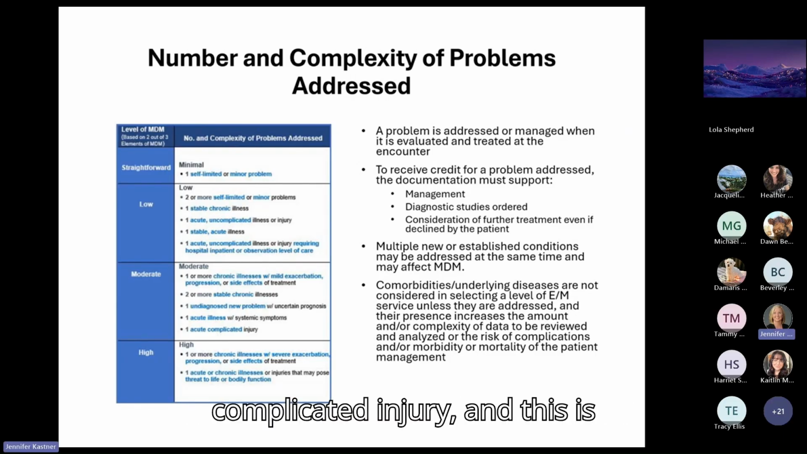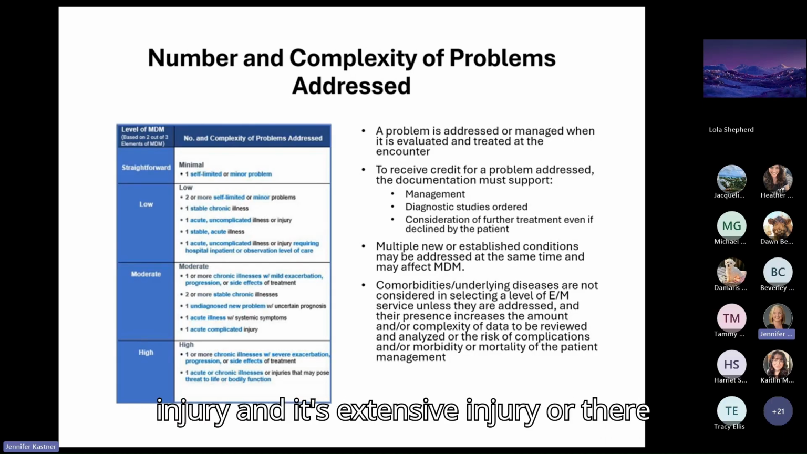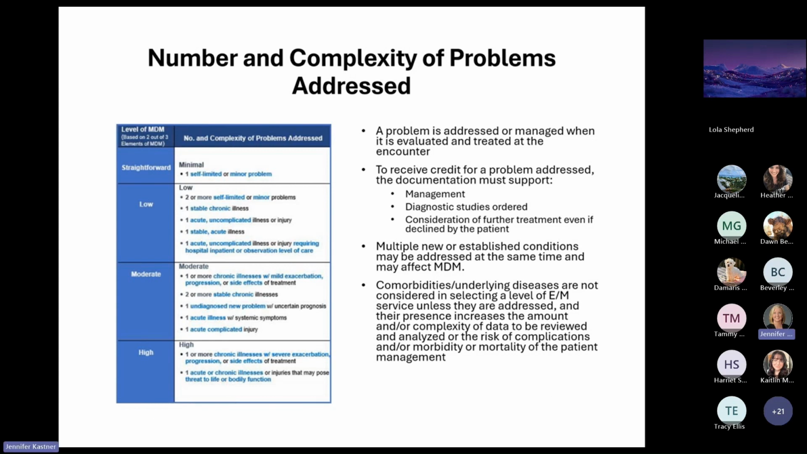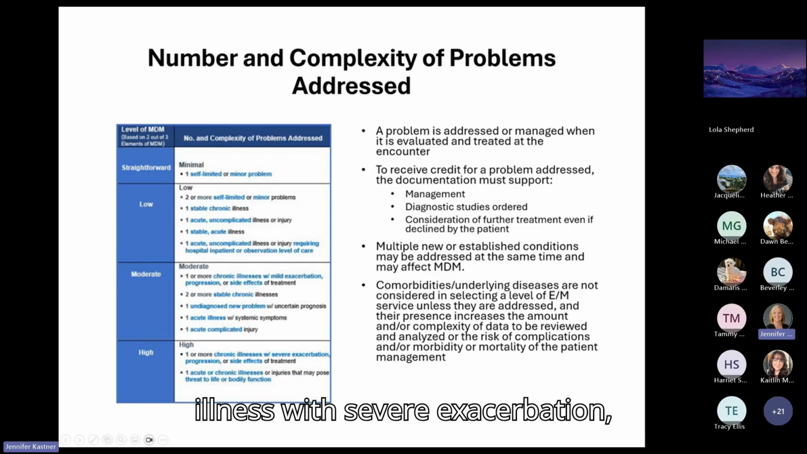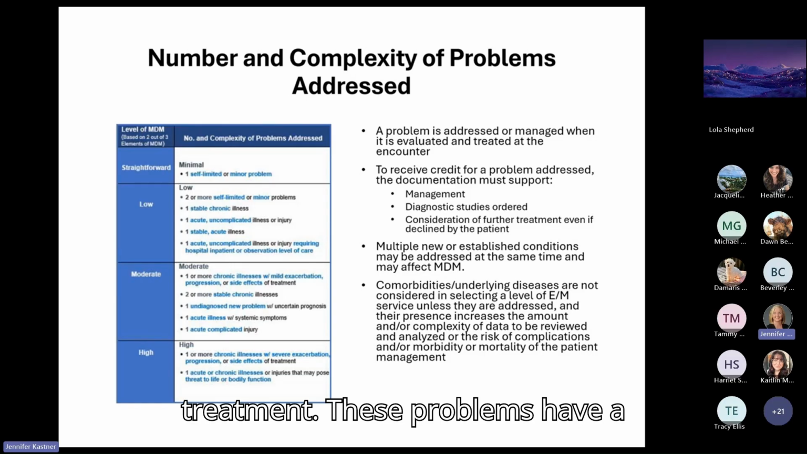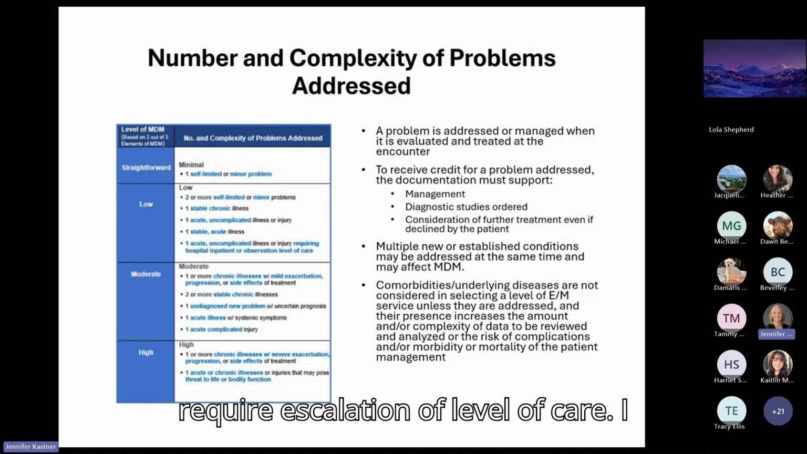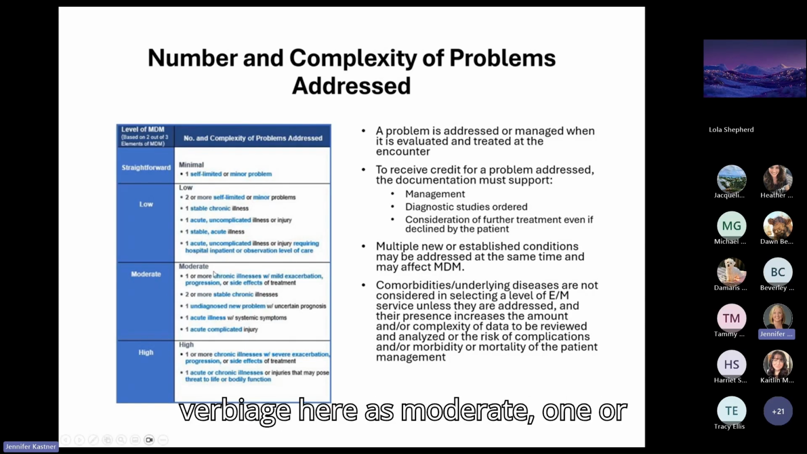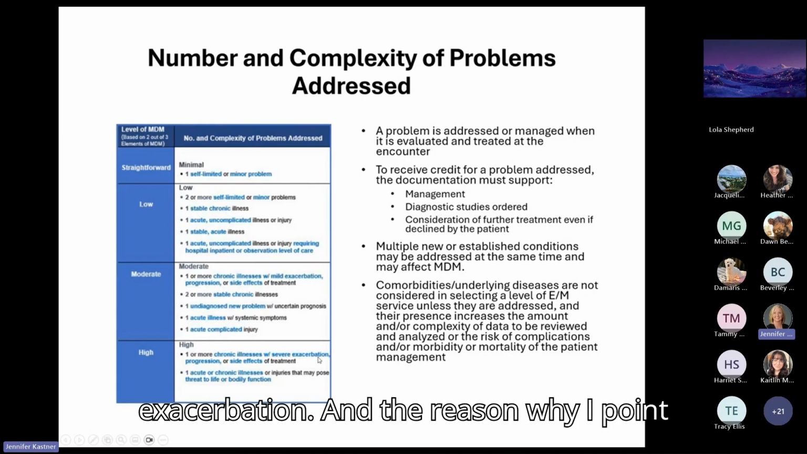Next, under there, we have an acute complicated injury, and this is relevant when there's a need to evaluate body systems that are not related to the injury, and it's an extensive injury, or there are multiple treatment options. Now moving to high, we have a chronic illness with severe exacerbation, progression, or side effects of treatment. These problems have a significant risk of morbidity and may require escalation of level of care. I want to point out that there's similar verbiage here as moderate, which is one or more chronic illness with mild exacerbation, and high is with severe exacerbation.